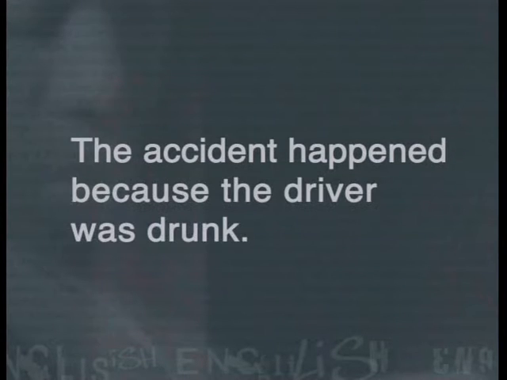What do these sentences have in common? Well, they each have the same main clause. The accident happened, but in each one there's extra information given about the accident. In the first sentence, you are told where the accident happened, at the intersection. In the second sentence, you are told when the accident happened, after midnight. And finally, you are given a reason for the accident happening, because the driver was drunk.